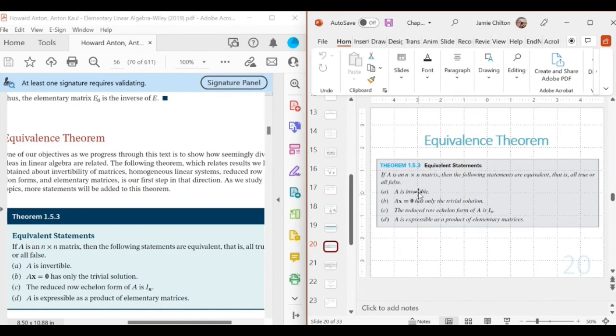So you want to start looking at these. If you look at a matrix and it was 2 by 2 and you found that its determinant did not equal 0, well, then you'd be able to say, oh, that matrix is invertible. Well, guess what? If that matrix is invertible, it means that AX equals 0 has only the trivial solution. It means that the reduced row echelon form of A is going to be an identity matrix. So you could also say that A is expressible as a product of elementary matrices. So all of that stuff is great.